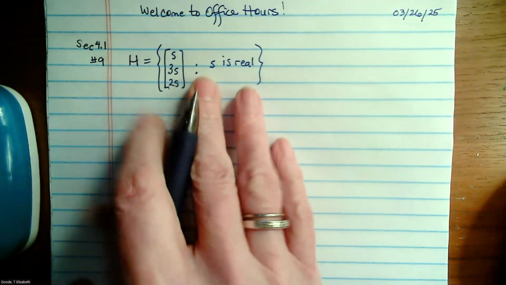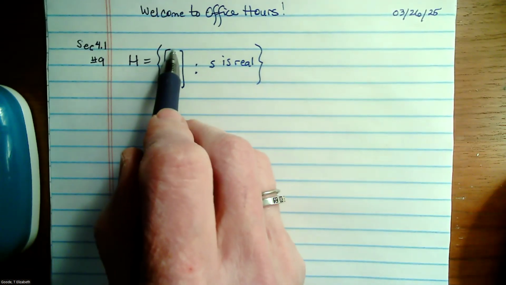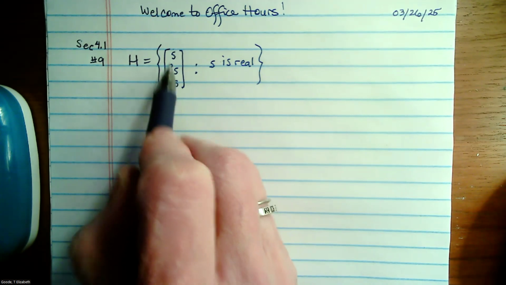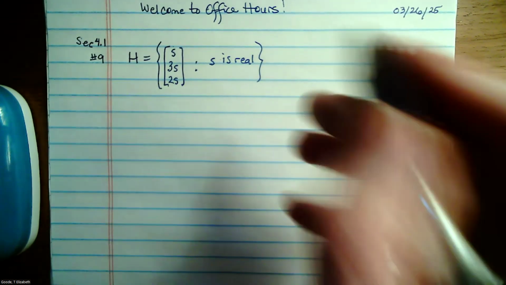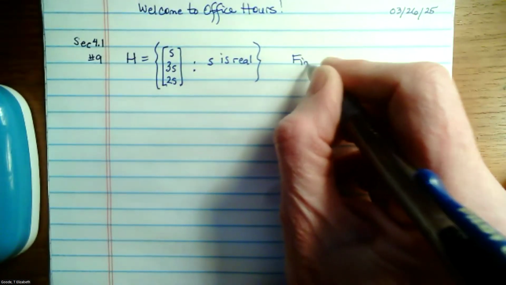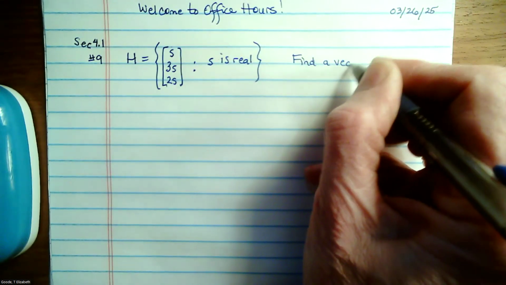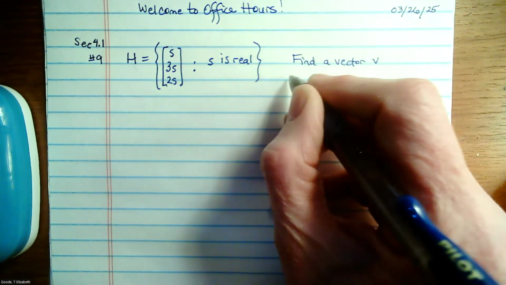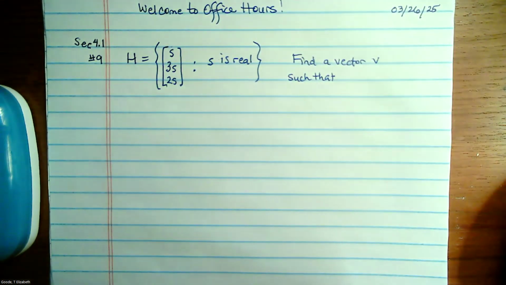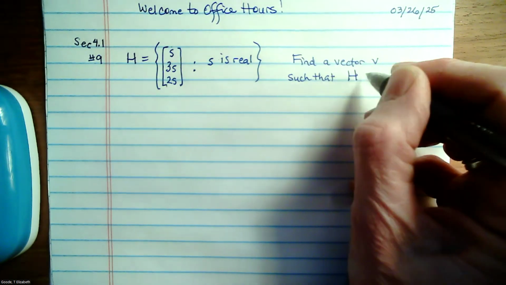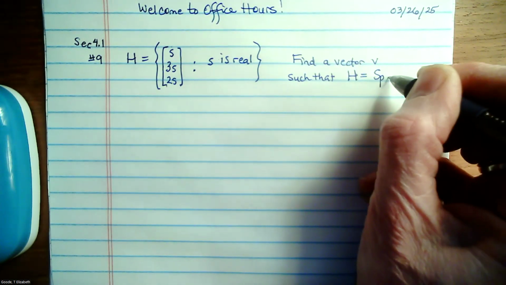All right, so this was the problem. We're looking at a set H, and they were vectors that looked like this. But I think we understand S has to be some real number. Does that make sense? Yeah. So find a vector V such that H is the span of V.